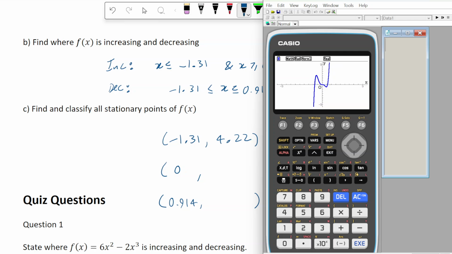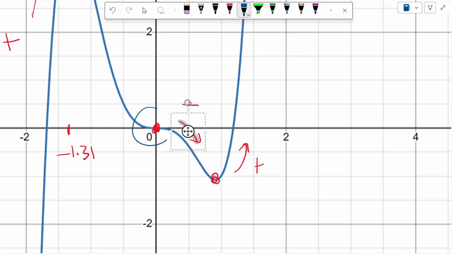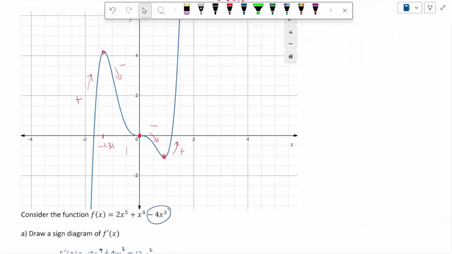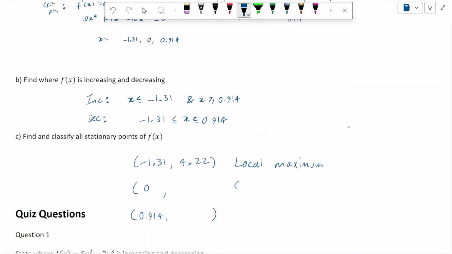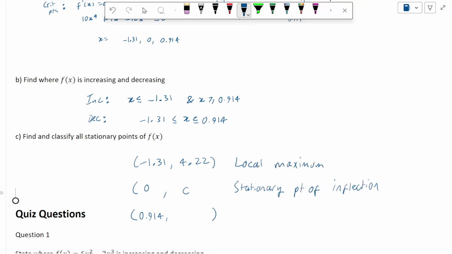For the 0 point, you'll notice that the calculator does have a max and a min button, but it can't find these flat bits that look like this very easily. This is the stationary point of inflection. It's the weird one. Stationary point of inflection. And the only good way to find the y coordinate is to just plug the x coordinate in. So I'm just going to go trace and then type 0, y is 0.